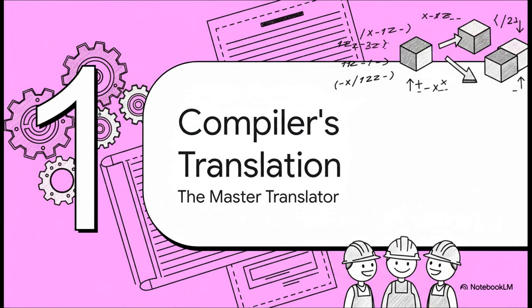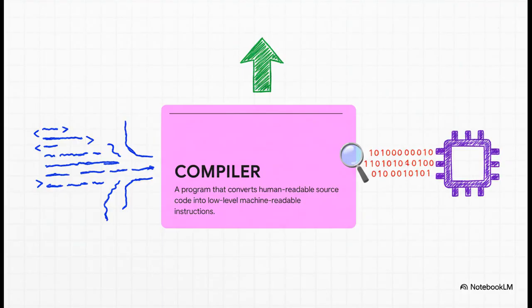So, the first member of our construction crew is what I like to call the master translator. Its official name is the compiler, and its whole job is to take that blueprint and make sure the crew who will actually be building this thing can understand it. Okay, and this is absolutely crucial to understand. Computers don't actually speak C or Python or any of the languages we write in. They speak their own language, machine code, which is really just a bunch of ones and zeros. So the compiler's main job is to take our nice human-readable C code and translate it into those raw, low-level instructions that the machine can finally understand.